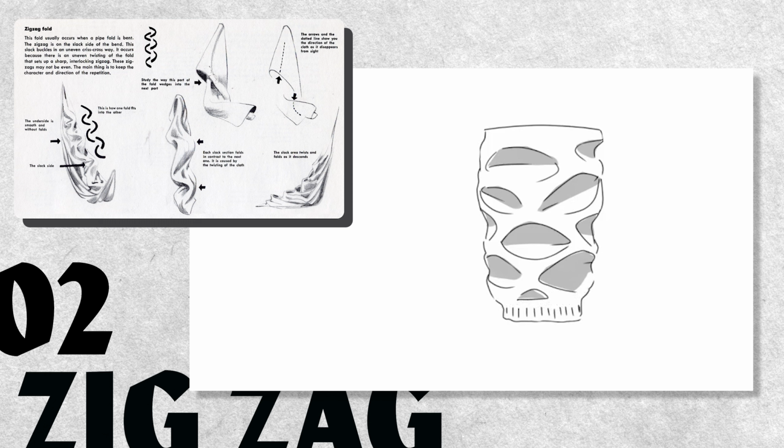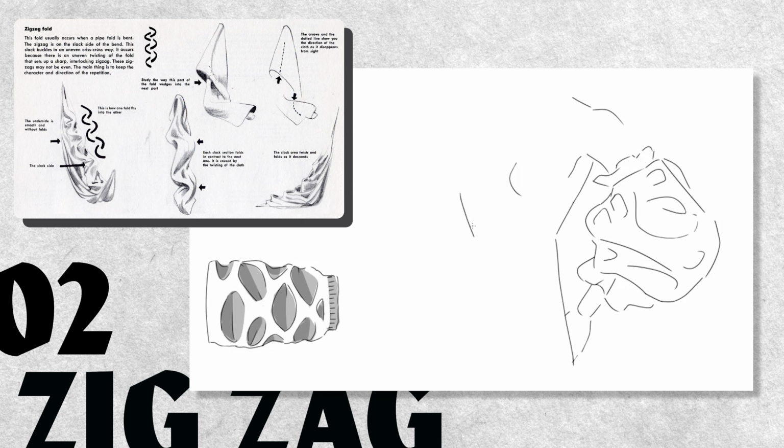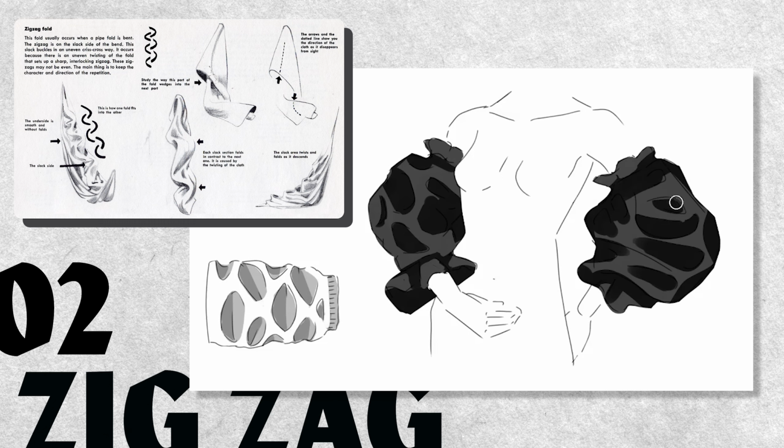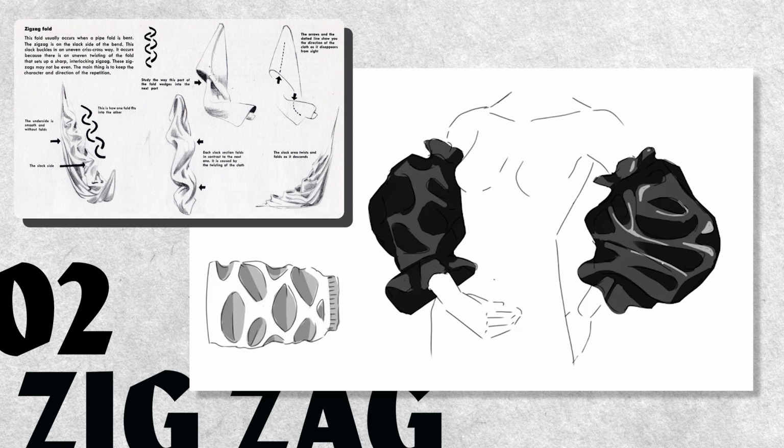This fold is also dependent on the type of material that you're drawing. So thicker fabrics like wool won't really have too many zigzag folds, or if they do, they'll have one big one, kind of like a dent in armor. Now thinner fashion fabrics like silk or slack material will have more of this zigzag pattern, but it'll only occur when there's an excess of fabric.